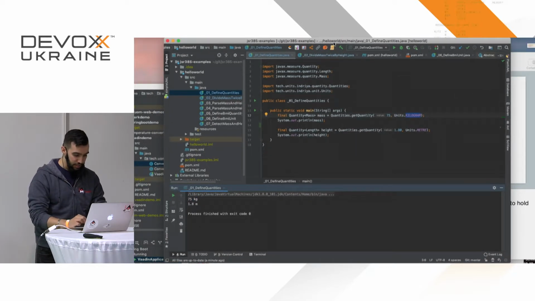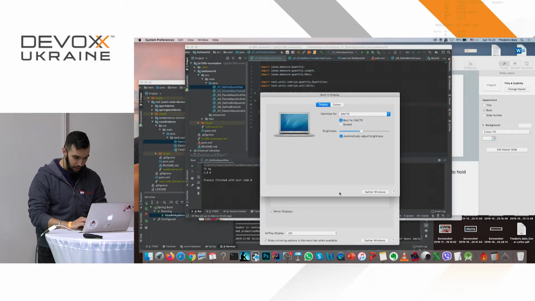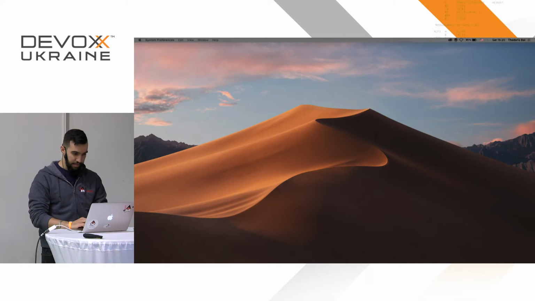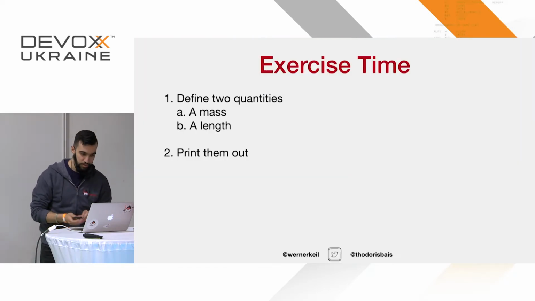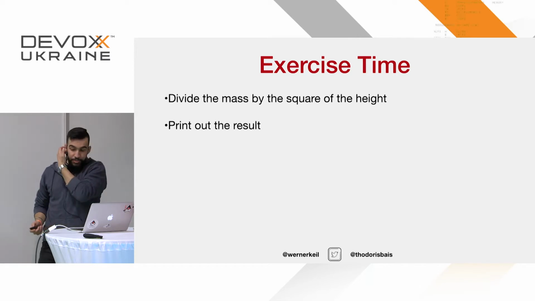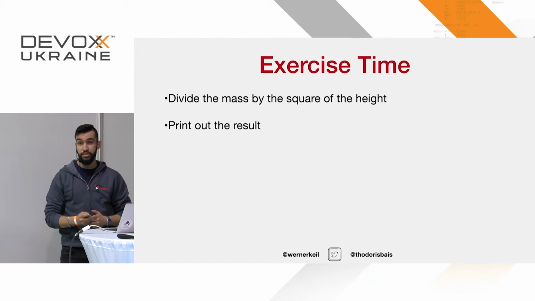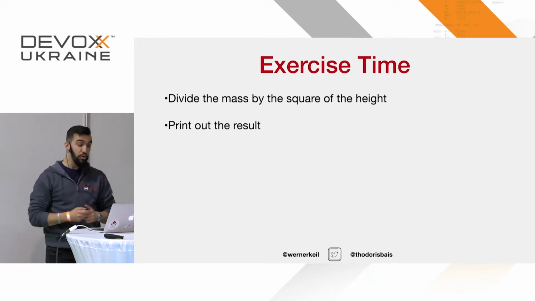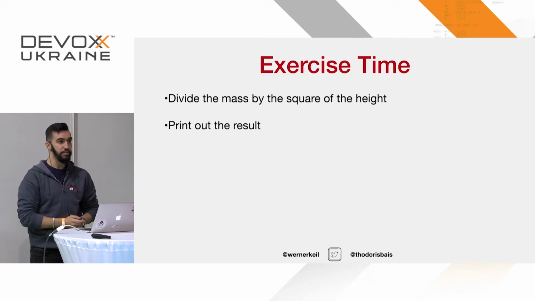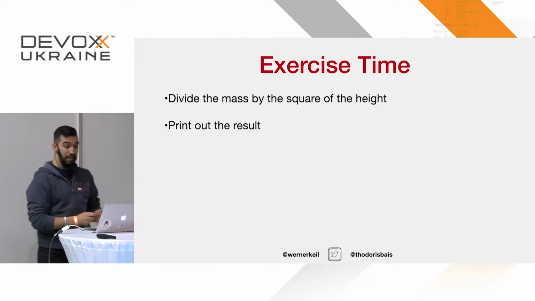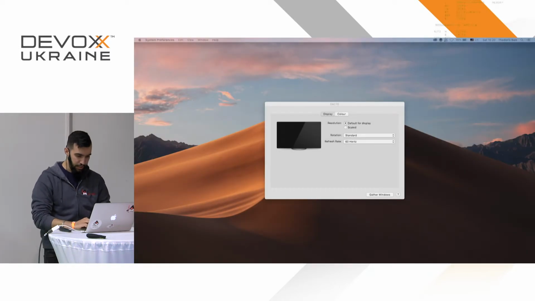However, let me just go back to my presentation. However, that was one, as I said. What would be the next one? Let's talk about, indeed, calculating the body mass index of a person. So what do we want to do here? Divide the mass by the square of the height, right? And print out the result. How are we going to do it? Let's have a look at it once again.